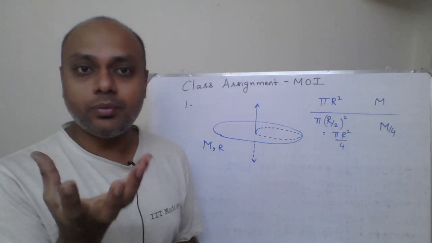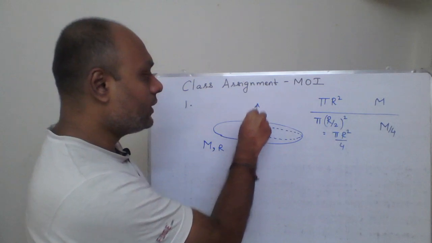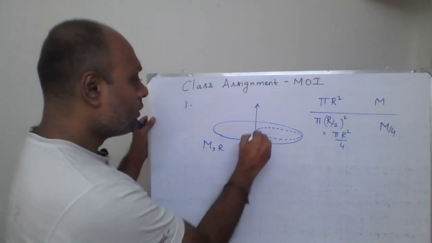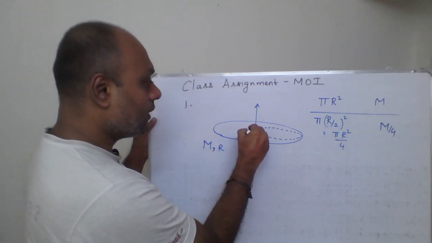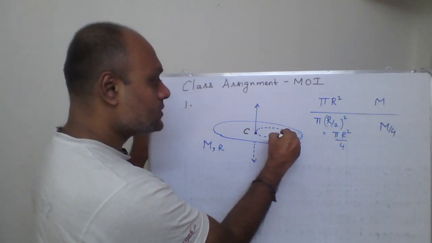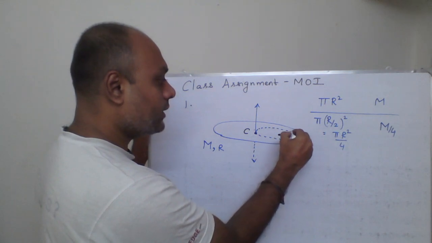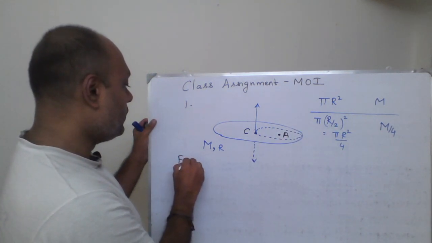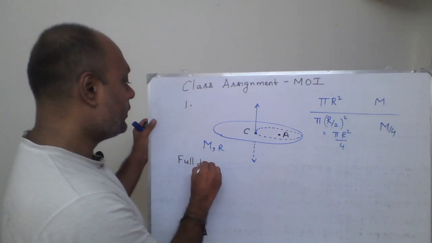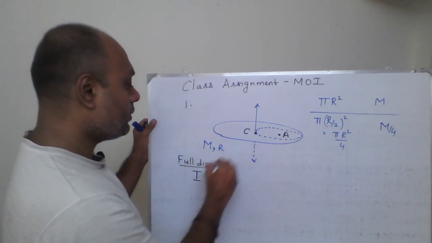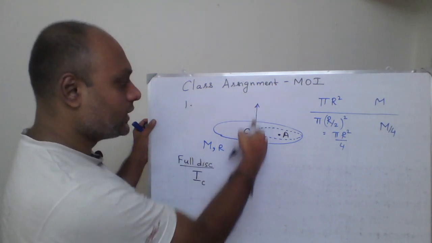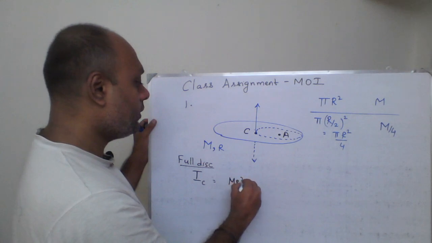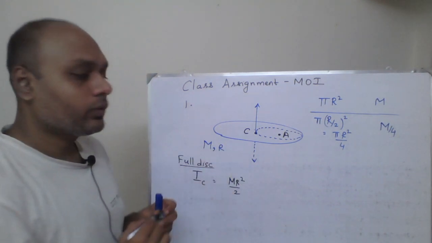For a full disk of mass m and radius r, the moment of inertia about an axis passing through its center and perpendicular to the plane. Let me call this point C, the center of the removed disk I will call A. Now the moment of inertia of the full disk about the axis passing through the center, about the axis shown, will be equal to mr square by 2.